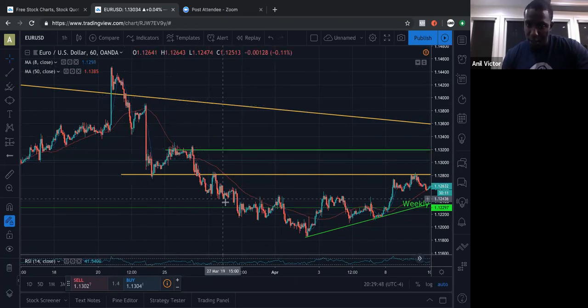The impulse moves are the downward movements. These are the steep parts. These corrective moves are the shallow ones, just the retracements.